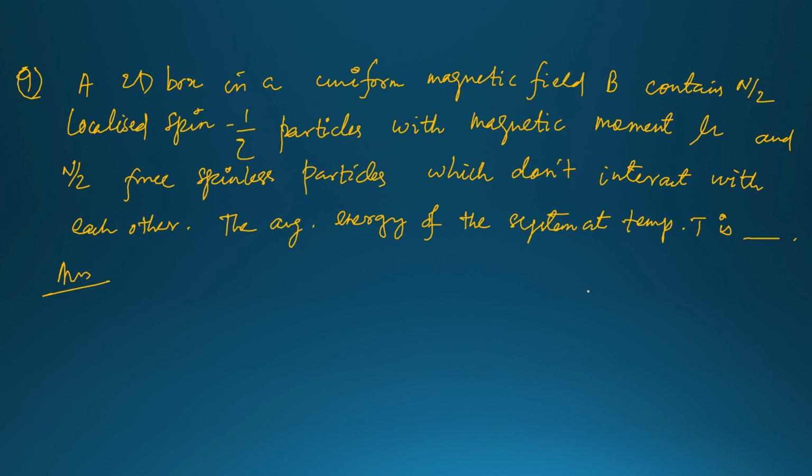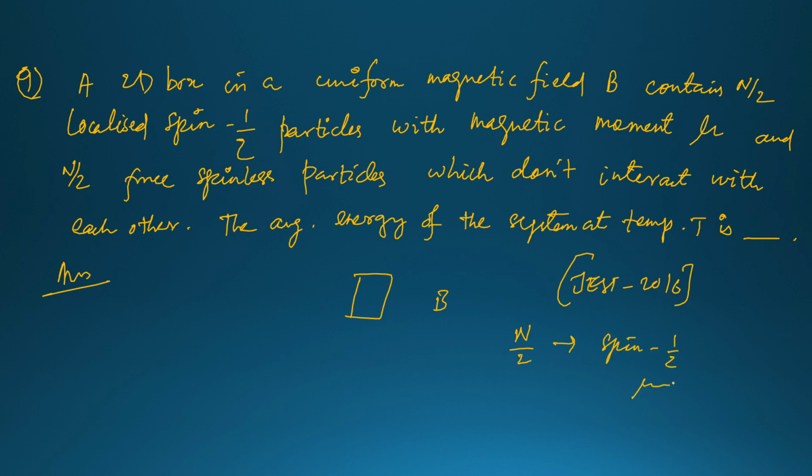Again, read the question. This question came in just 2016. A 2D box in a uniform magnetic field B contains n by 2 localized spin particles, magnetic moment is mu, and n by 2 free spinless particles which don't interact with each other. Average energy of the system.